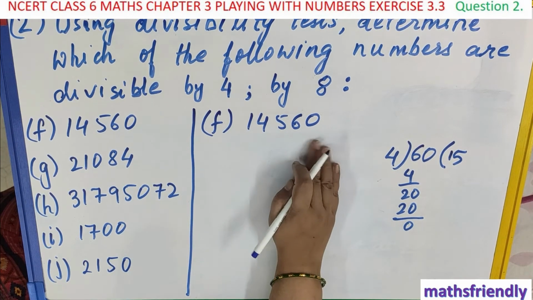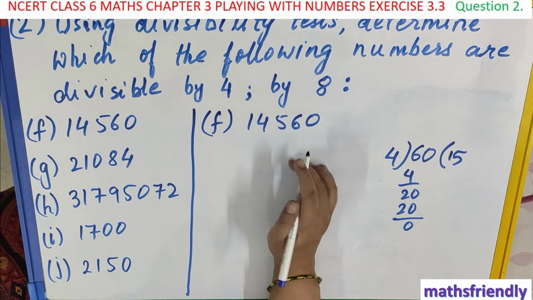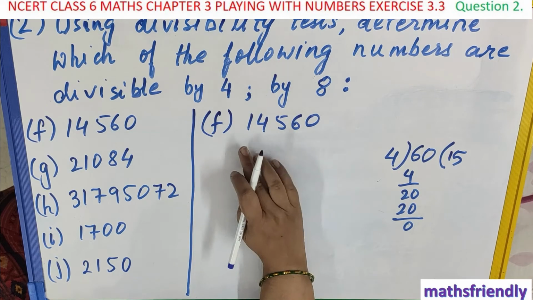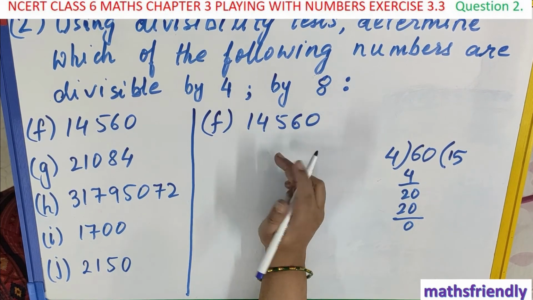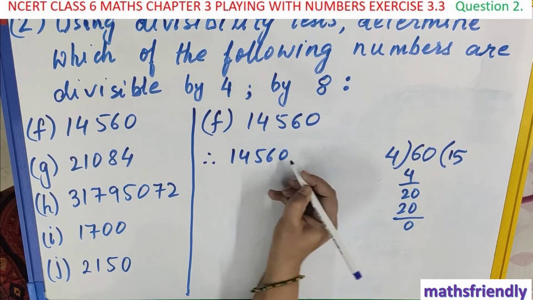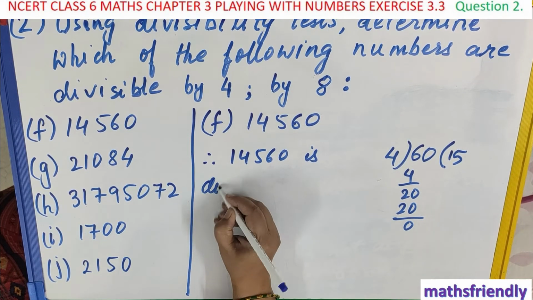It means that the whole number is divisible by 4 because the number formed by the last two digits is divisible by 4. So the whole number is divisible by 4. We can write that therefore 14560 is divisible by 4.